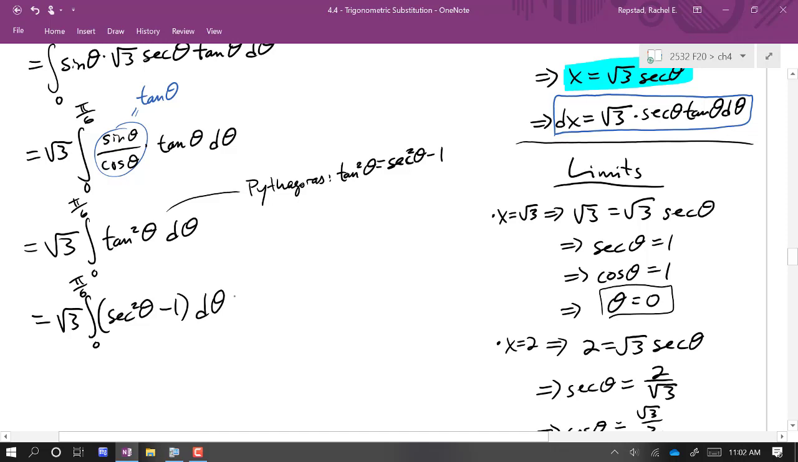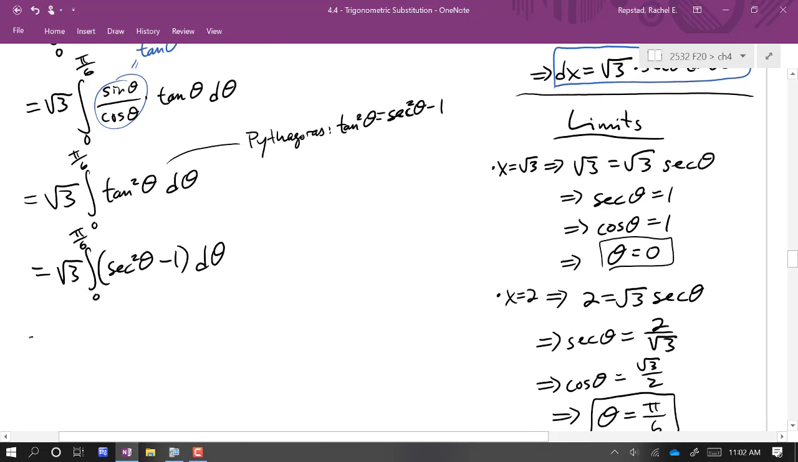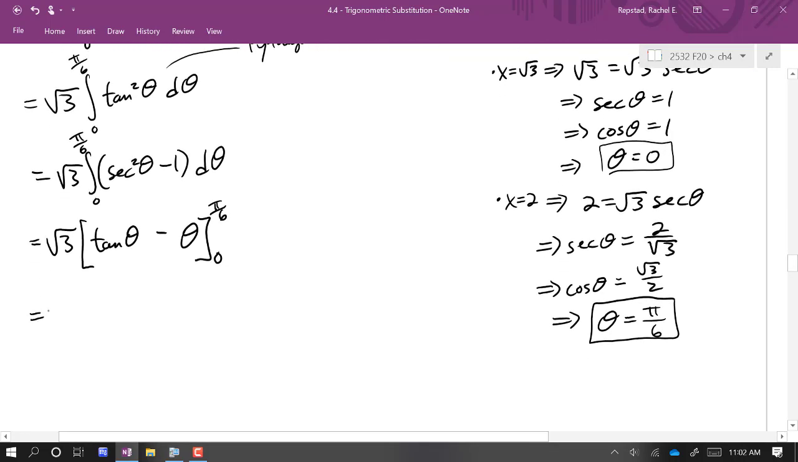And now we know how to integrate this. We know the integral of secant squared is tangent. We know how to integrate 1 with respect to theta. That's just theta. So when we integrate, we get tan theta minus theta from 0 to pi over 6. And we don't have to go back to x's now because we converted our limits to theta limits. So we don't have to worry about that. Now we're ready to plug in those limits.